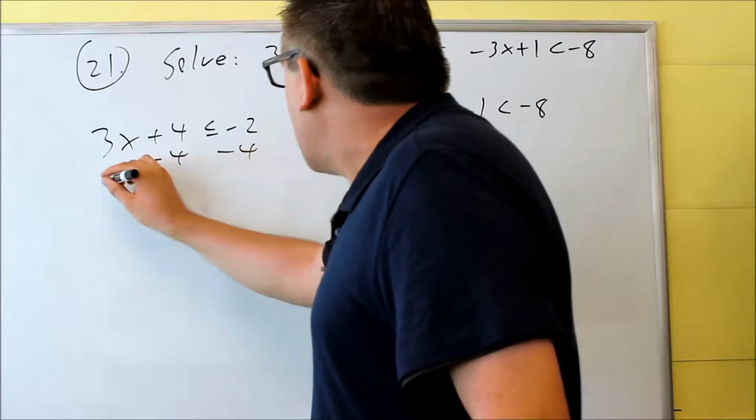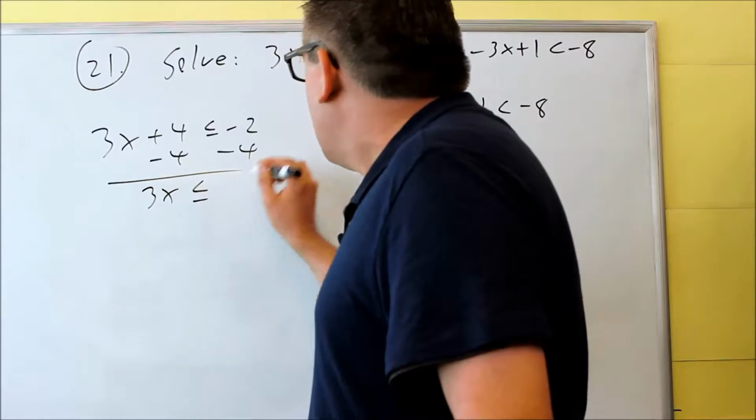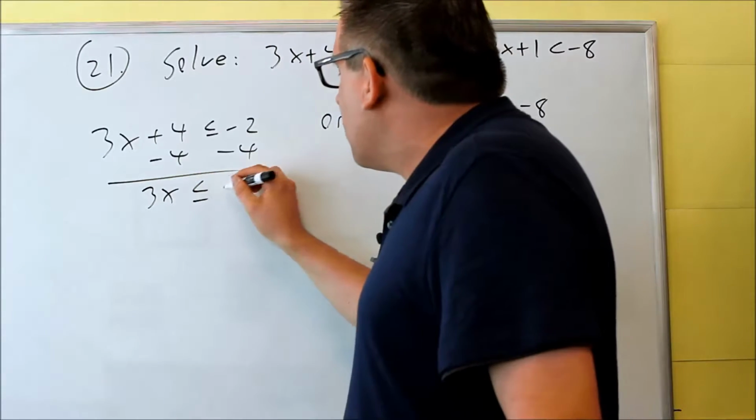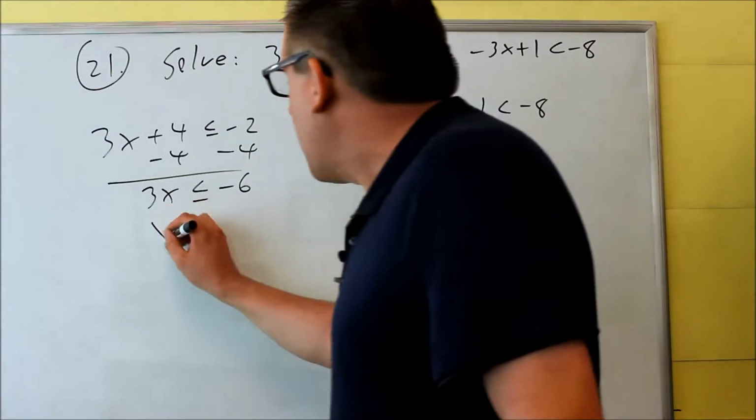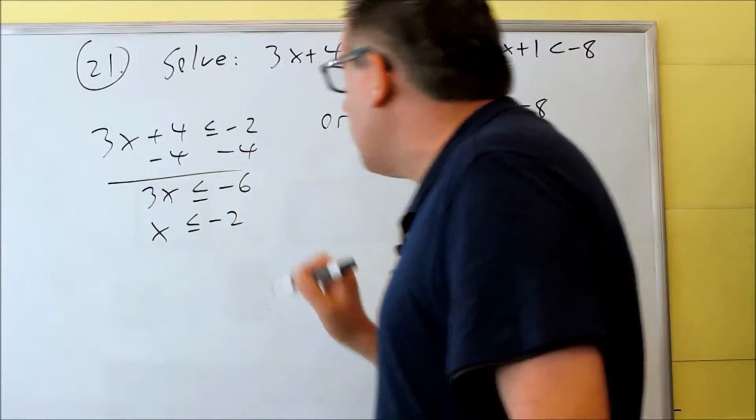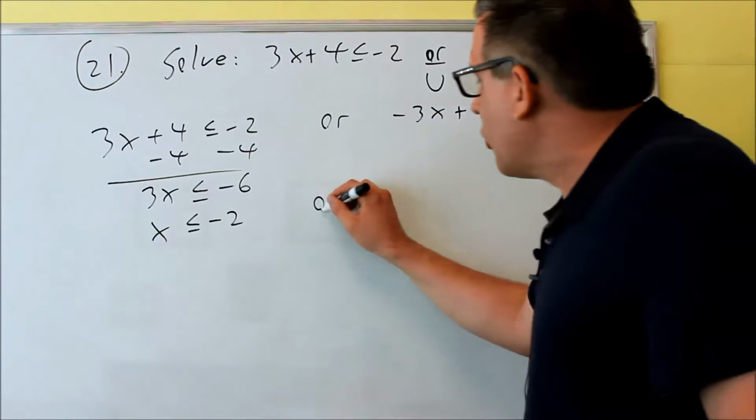Subtract 4 from both sides, do the opposite operation. Negative 2 and negative 4, that's negative 6. Divide both sides by 3, and I get x is less than or equal to negative 2. Then I have the word or.